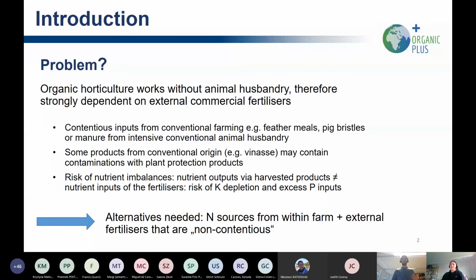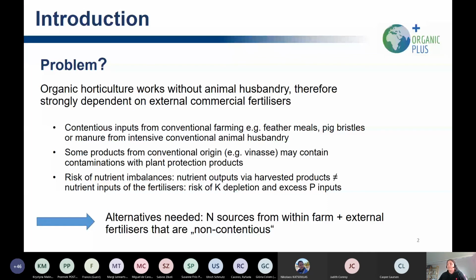So what's the problem? Why do we want to analyze the fertilizers in organic horticulture? We often work without animal husbandry. Therefore, we are strongly dependent on external commercial fertilizers. That means that we need contentious inputs from conventional farming, for example feather meals, pig bristles, or manure from intensive conventional animal husbandry. But we also use products of conventional origin, like for example vinasse, that may contain contaminations with plant protection products.